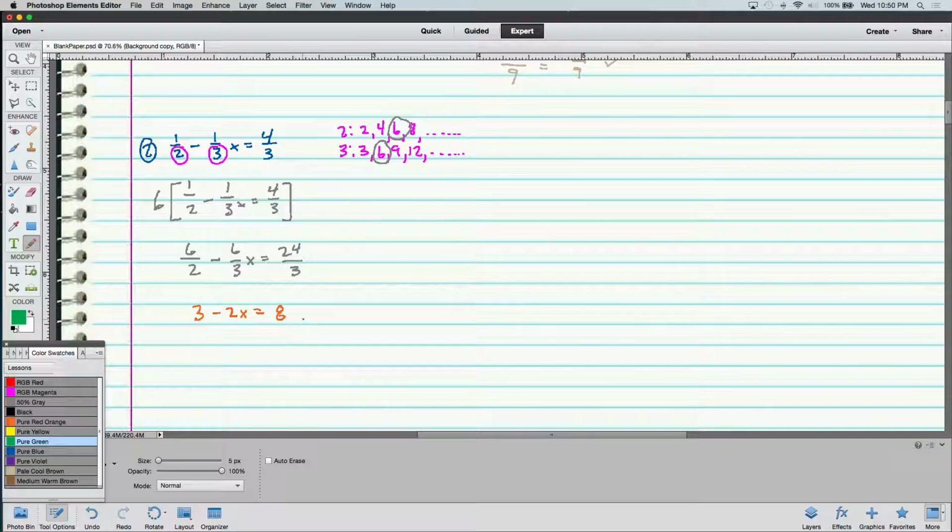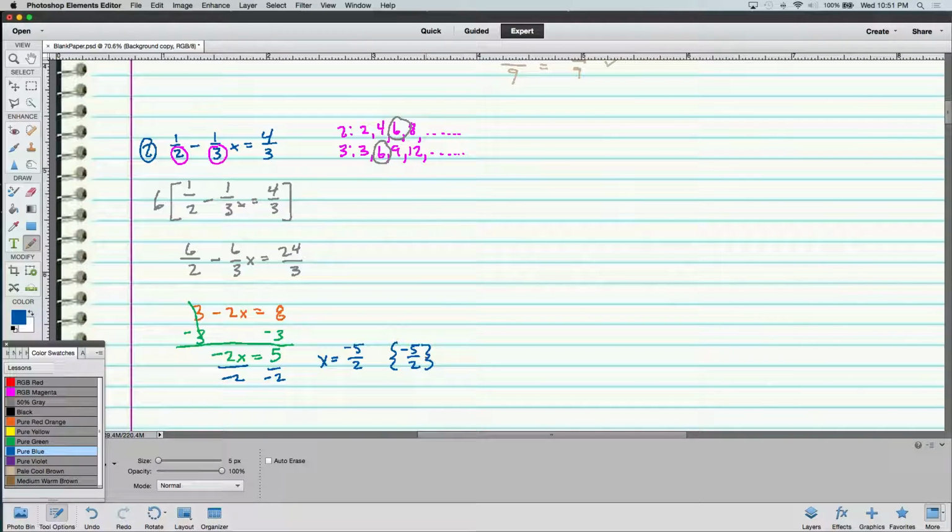Next step, we want to collect the variables to one side, the constants to the other side. So the x's are already over here, so let's get rid of this 3 by subtracting. Negative 2x equals 5. And last step, or fifth step, number 5, solve, divide both sides by negative 2. And that's going to give us x equals a negative 5 over 2. Or, as a solution set, negative 5 over 2.